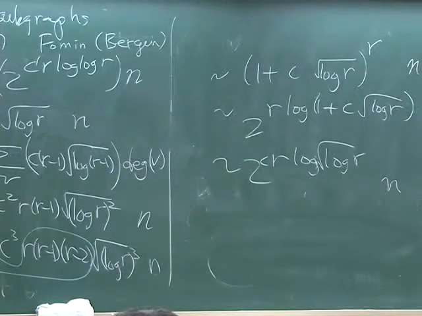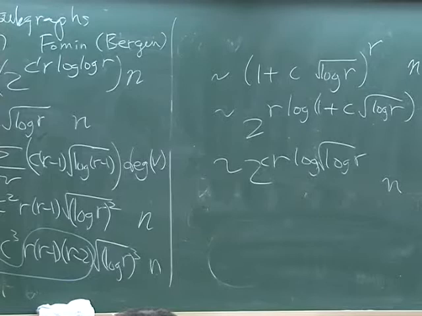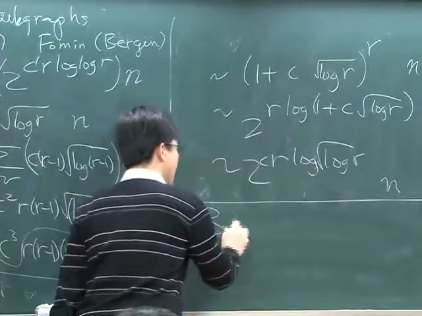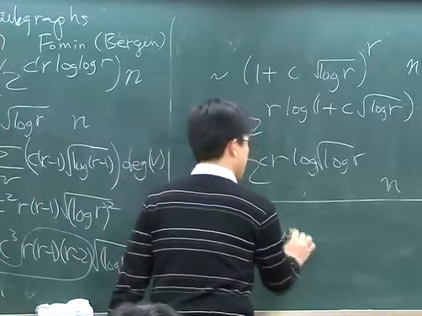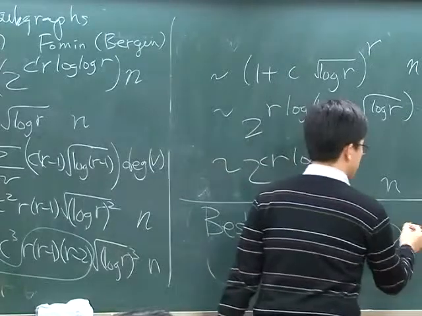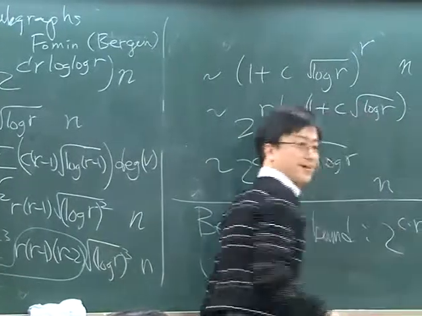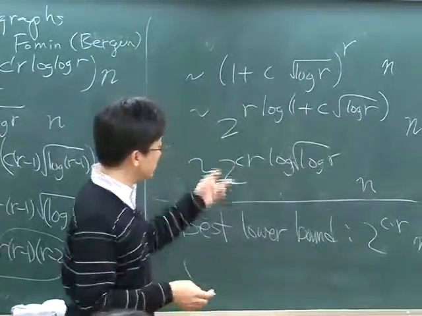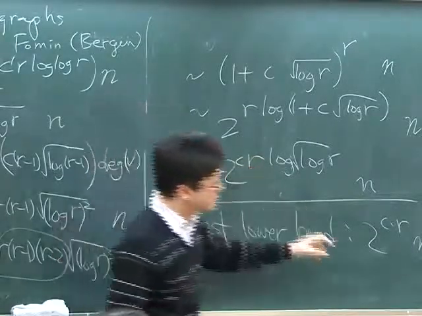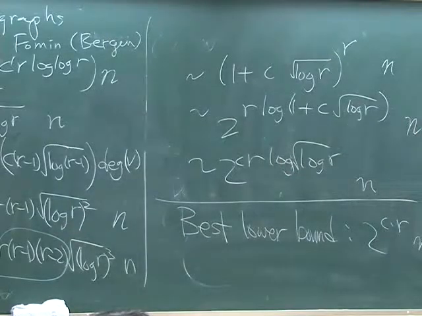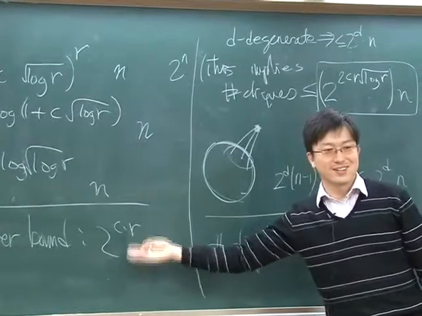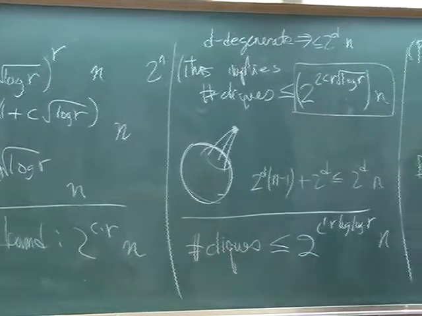So not bad, not bad. This is the best upper bound that I can get. The best lower bound I have is still 2 to the constant r times n. So it would be interesting to close this gap. Either improve this upper bound, or increase the lower bound: find some graph, randomly or some nice graph.